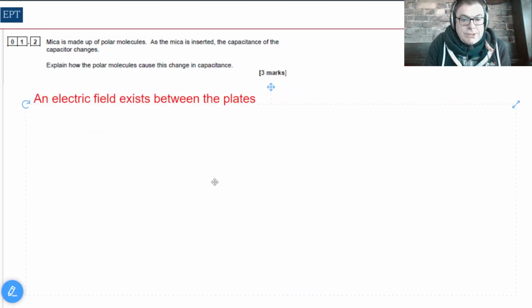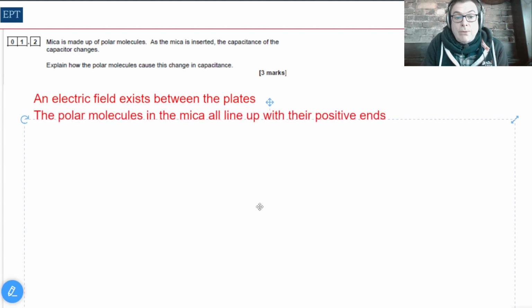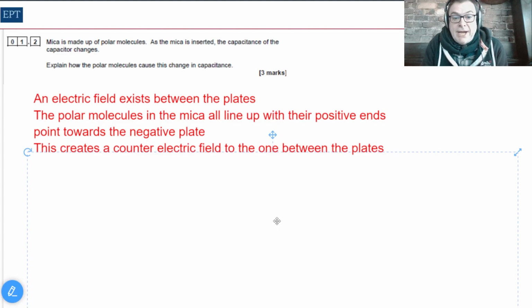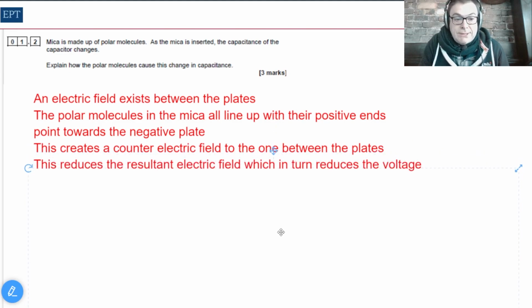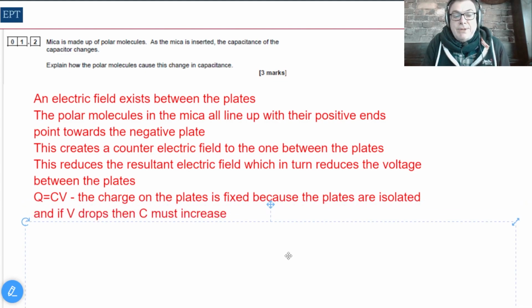Well, maybe like this. An electric field exists between the plates. The polar molecules in the mica all line up with their positive ends pointing towards the negative plate. This creates a counter-electric field to the one between the plates. This counter-electric field reduces the resultant electric field, which in turn reduces the voltage between the plates. Since Q equals CV, and we know that the charge on the plates is fixed because the plates are isolated, this means that if V drops, then C must increase.